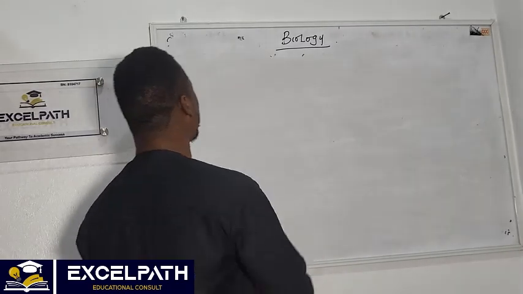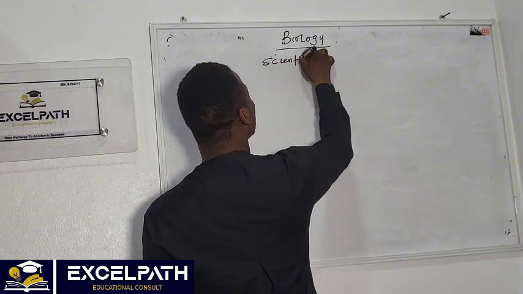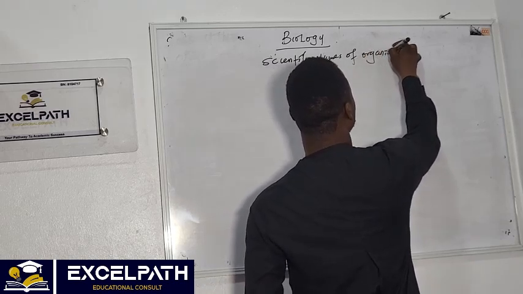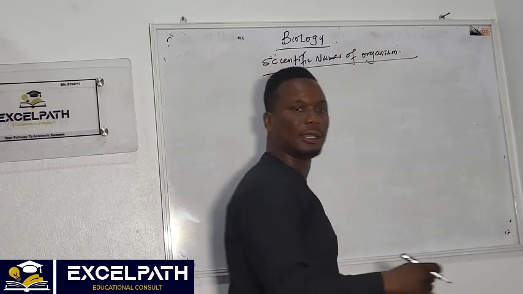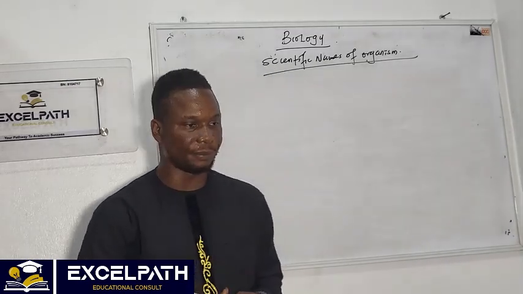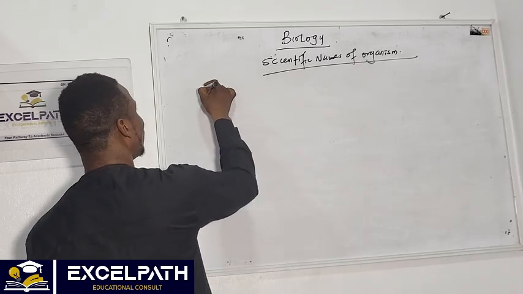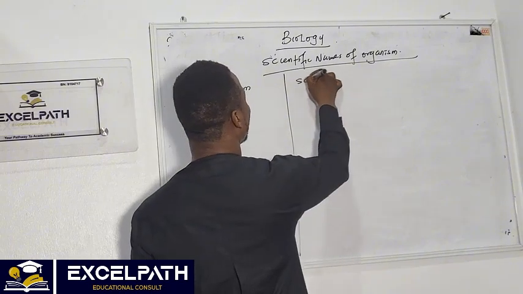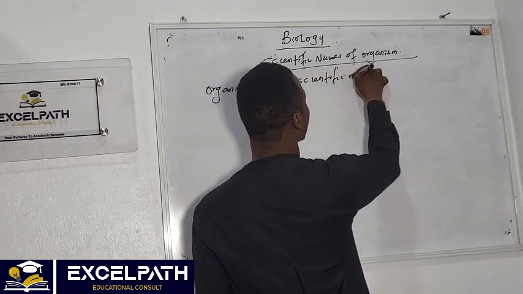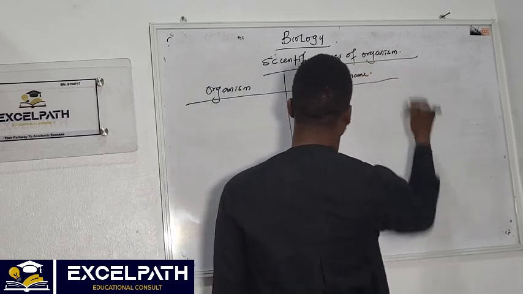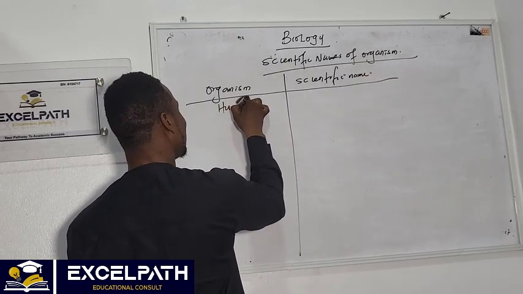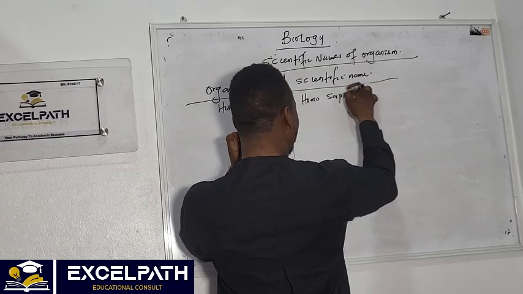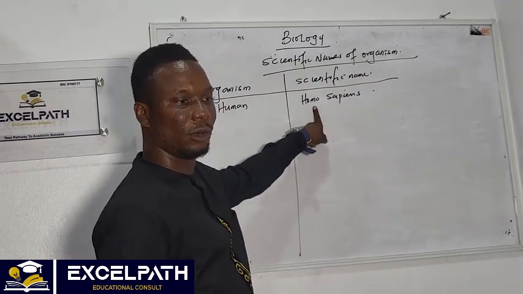Now, let us look at some scientific names of organisms. Few names. I'll mix the botanical names with the zoological names. Organisms with their scientific names. Now, let's start with human. Human beings are called Homo sapiens. That's our scientific name or zoological name.